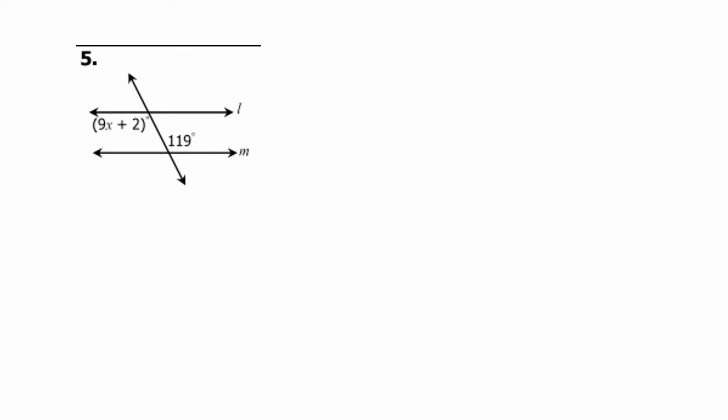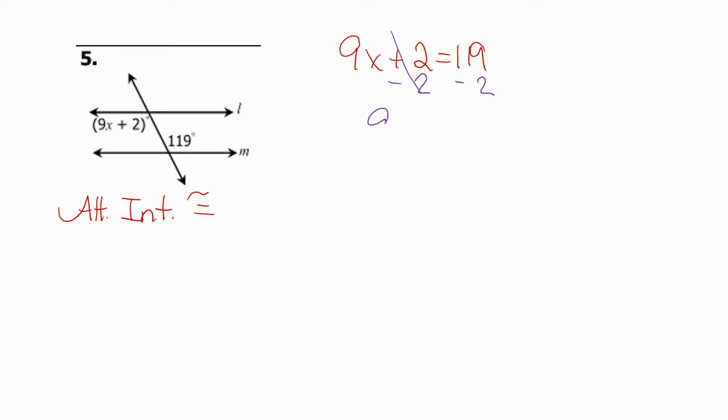These angles are both inside the parallel lines and they're on alternate sides of the transversal, so they are alternate interior, which means they are congruent. So you're going to set these equal to each other. So you would have 9x plus 2 equals 119. To solve your two-step equation, subtract 2 on both sides, leaving you with 9x equals 117. And your final step is to divide both sides by 9, so x would equal 13.